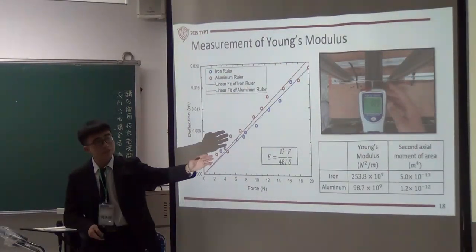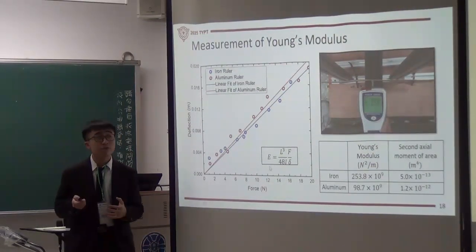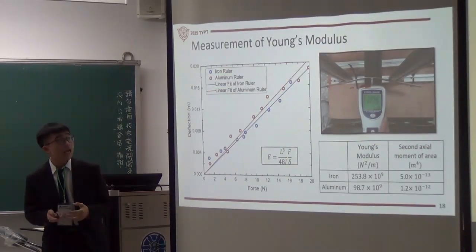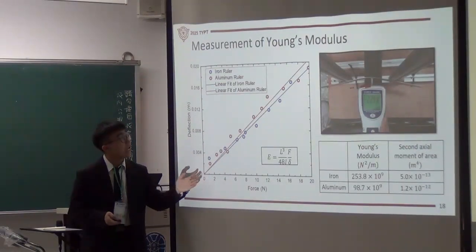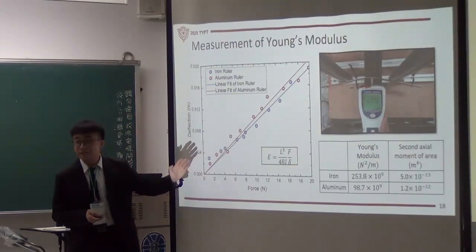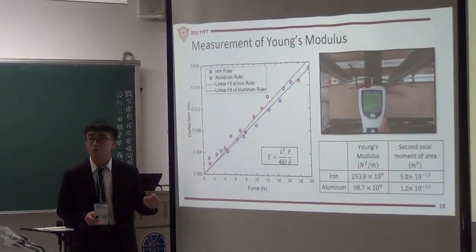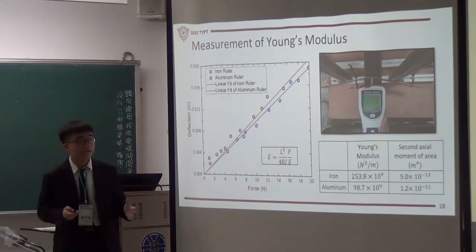As you can see in the video, that's the experimental process. We recorded the different deflections corresponding to the different force applications, and plotted the deflection and force relationship in this chart. As you can see, these two straight lines indicate the linear relationship between the deflection and the force. And this is a very important value for us to further calculate Young's modulus.